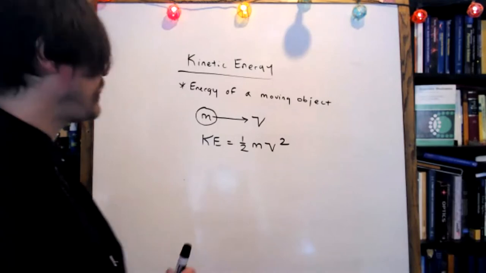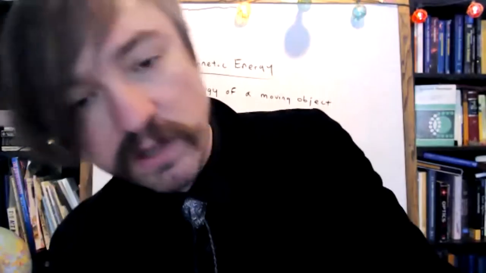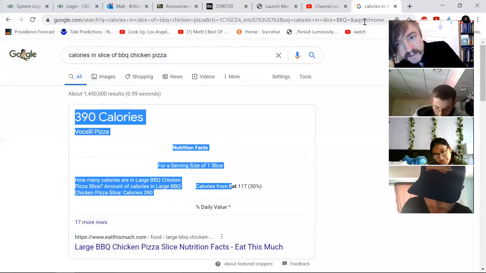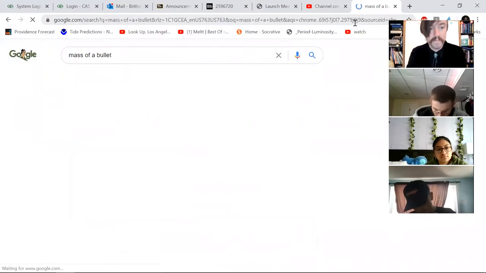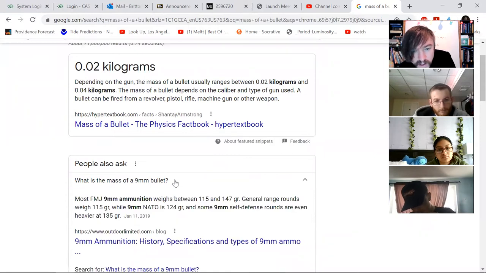So for instance, if you wanted to calculate the energy of a bullet, bullets travel close to the speed of sound, and bullets have masses of a few hundred grams. It depends upon the gun, of course, but let's just look up the mass of a generic bullet. They're saying somewhere between 0.02 kilograms and 0.04 kilograms. Well, so that's what? 20 grams, huh? I would have thought, oh, wow.